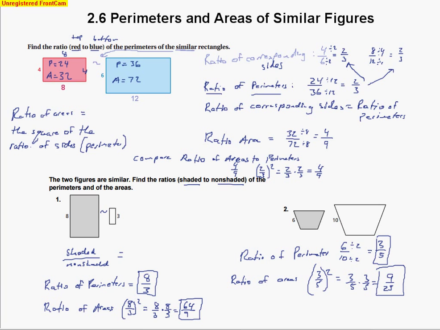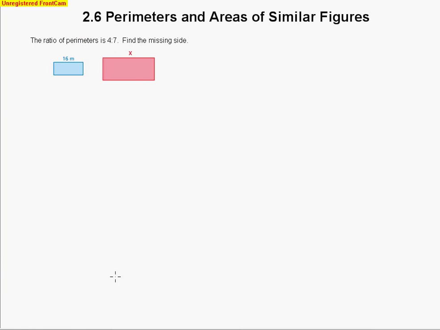So then let's take a look at another type of problem where we use that concept to solve. So here, they're giving us the ratio of perimeters is 4:7. Find the missing side. They want to know this side right here. So I'm going to write down 4:7. Now, how do I set up the next fraction? Well, if you look at it, 4 is the smaller number, and the larger number is 7, and that goes along with the size of the figure. So the smaller figure is 16, the larger figure is x. And so I've got it set up correctly now.